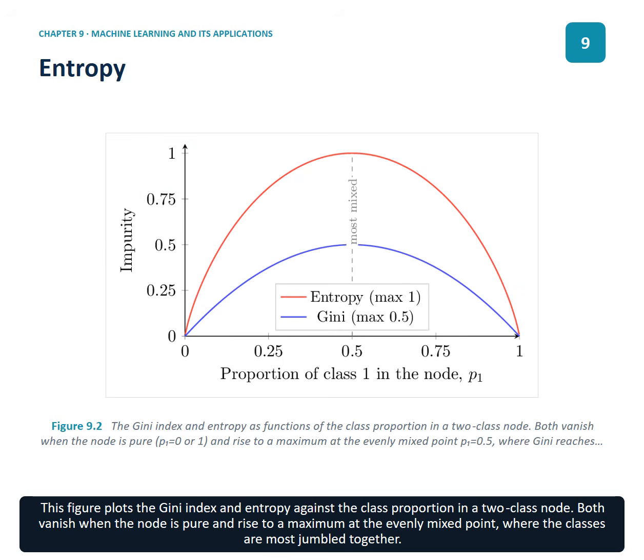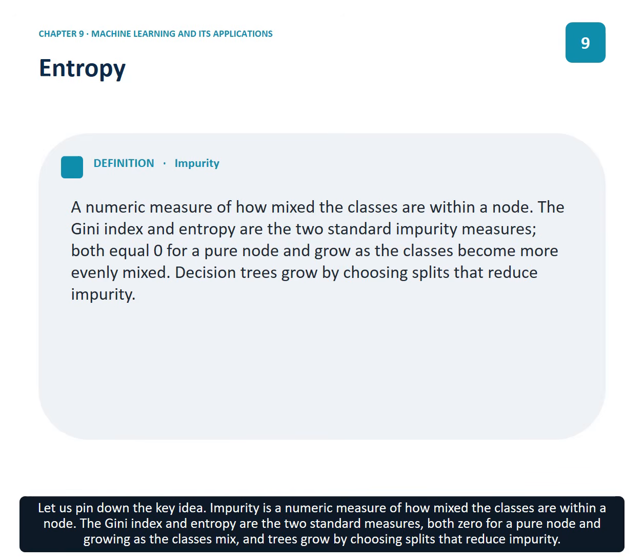This figure plots the Gini index and entropy against the class proportion in a two-class node. Both vanish when the node is pure and rise to a maximum at the evenly mixed point, where the classes are most jumbled together. Let us pin down the key idea. Impurity is a numeric measure of how mixed the classes are within a node. The Gini index and entropy are the two standard measures, both 0 for a pure node and growing as the classes mix. And trees grow by choosing splits that reduce impurity.